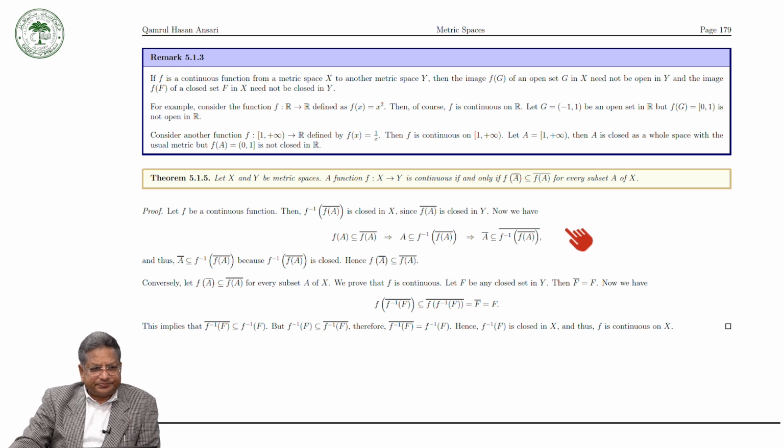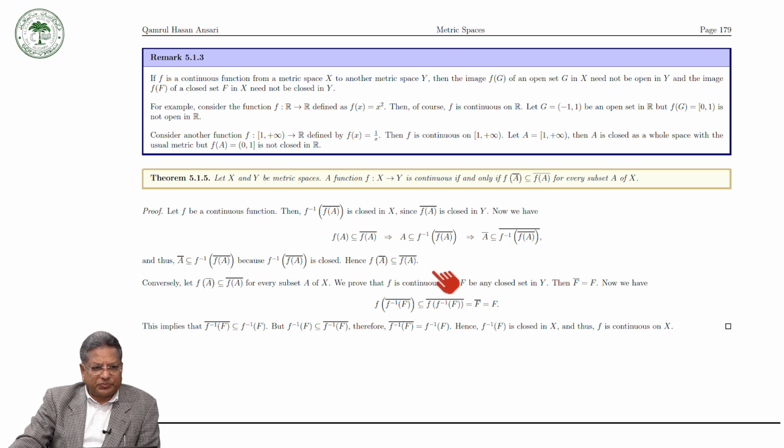And now it means f inverse of closure of f of A. So this set is a closed set. So this must be equal to f inverse of closure of f of A. So closure of A must be a subset of this one, because this is a closed set. And now operate f on both sides, then we will see that f of closure of A is a subset of closure of f of A. So this holds good.